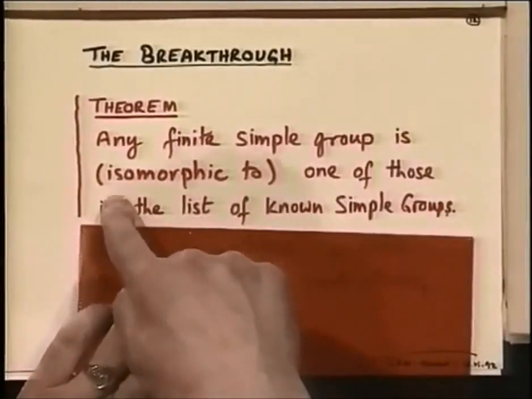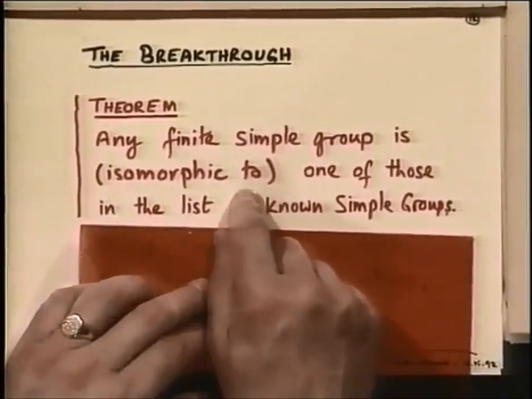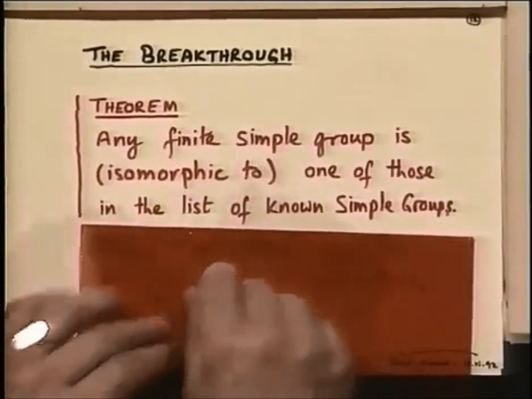I mean it's, in technical terms, isomorphic to one of those groups. That is to say, you can relabel the members of this finite simple group so that the multiplication is the same as in one of those standard groups.